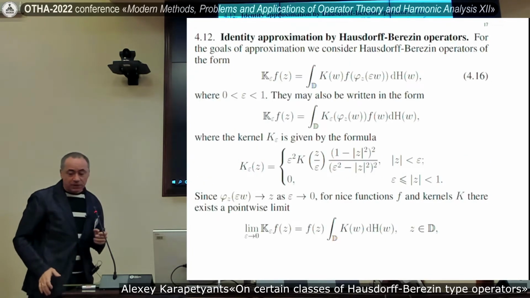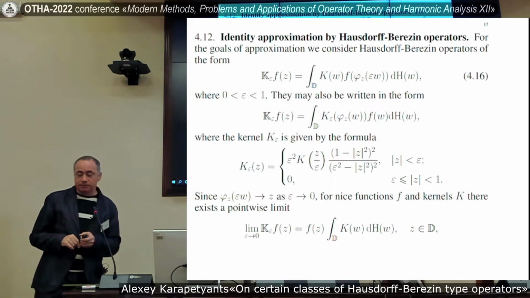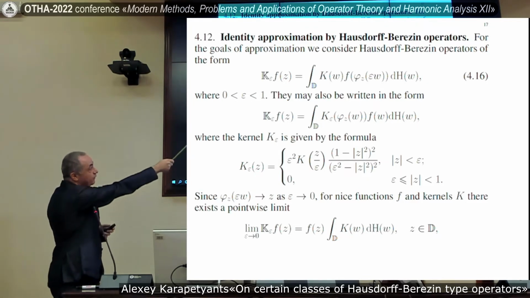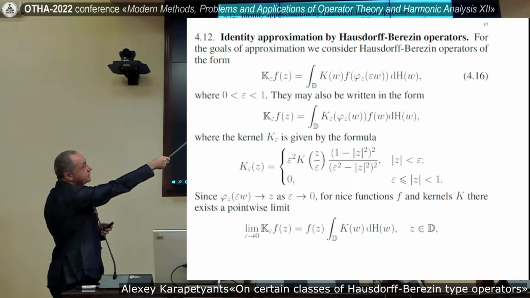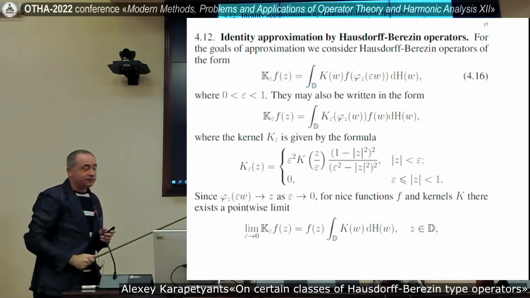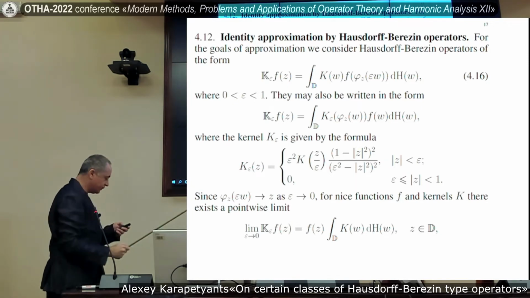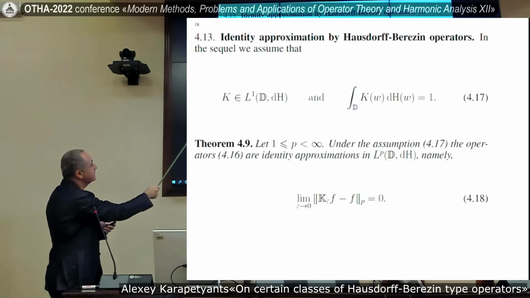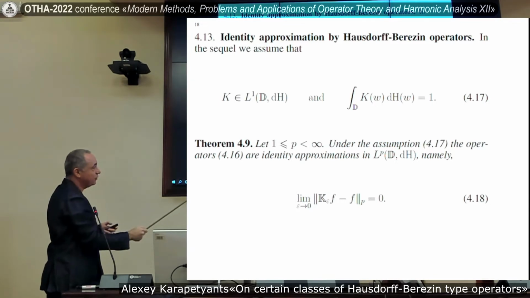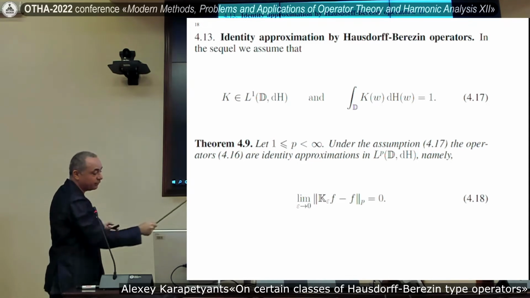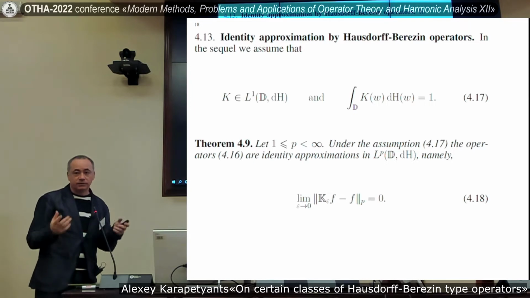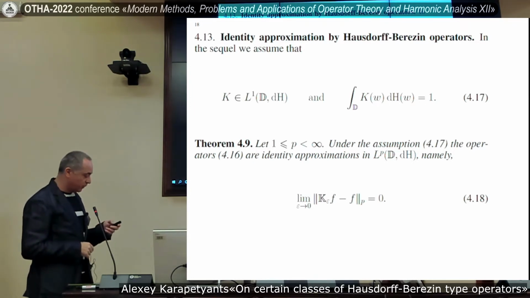Okay. Also, I mentioned that these operators must possess some property of averaging. The idea here is trivial. I mean, if you formally put epsilon 0, then phi z of 0 equals z, and you can put f of z outside, like this. That's formally, but the exact theorem states that if the kernel belongs to L1 and the value of the integral equals 1, then you have the following formula of approximation. So Hausdorff-Berezin operators give you a very nice tool for approximation.